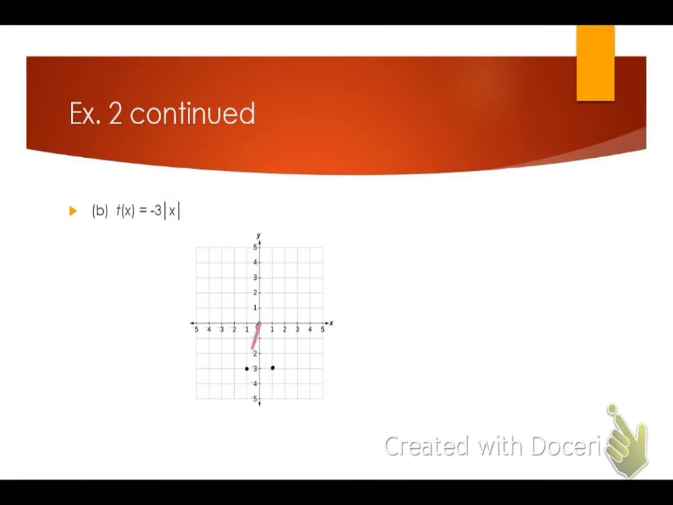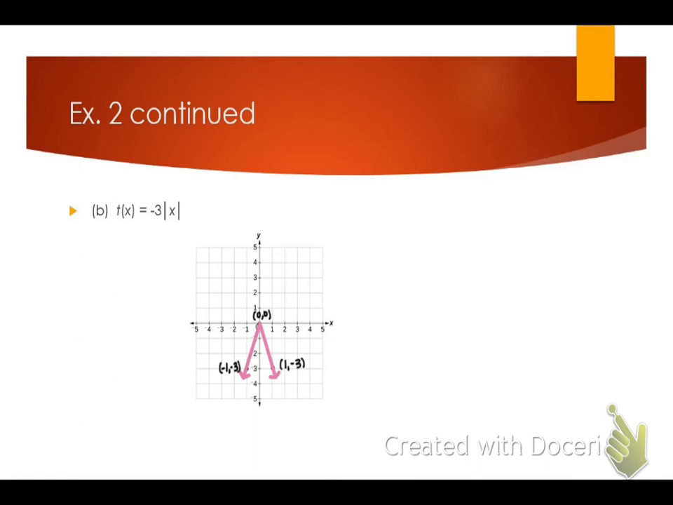So we can see the vertex this time is at the top, which means our graph opens down. So we just got to make sure we draw through the points so we can put our arrows on the end. Don't forget to label. We've got 0, 0. We've got 1, -3. And we've got -1, -3.